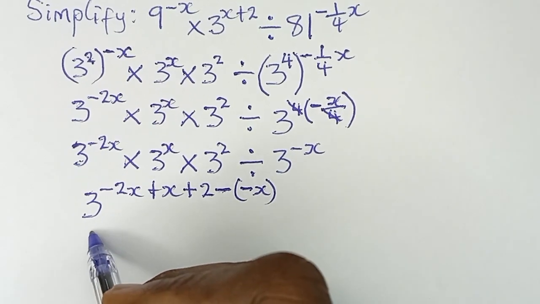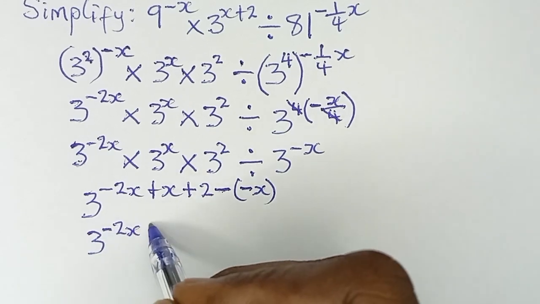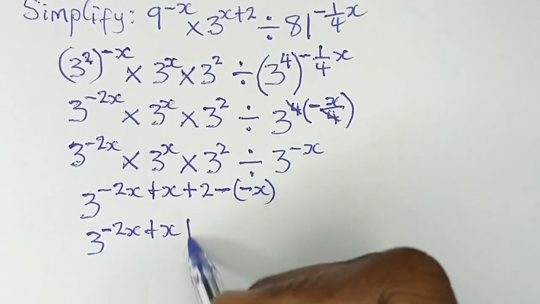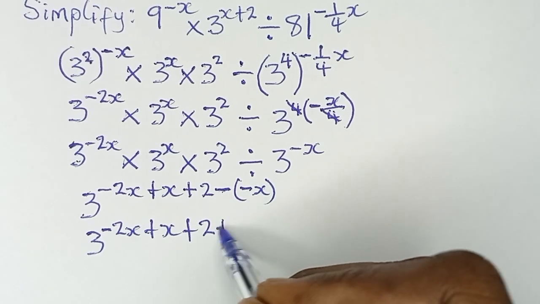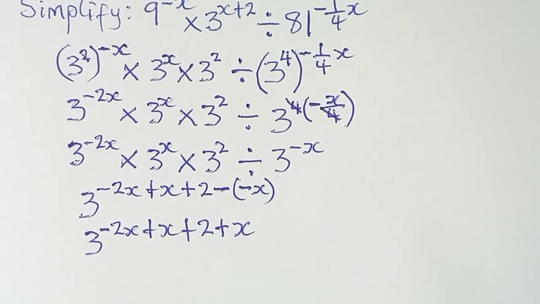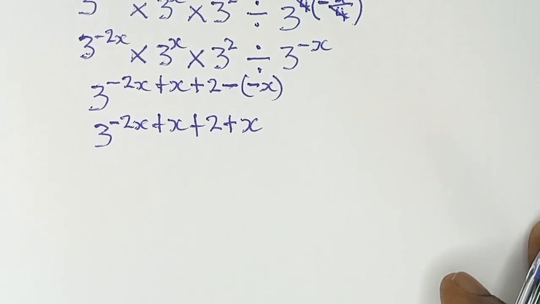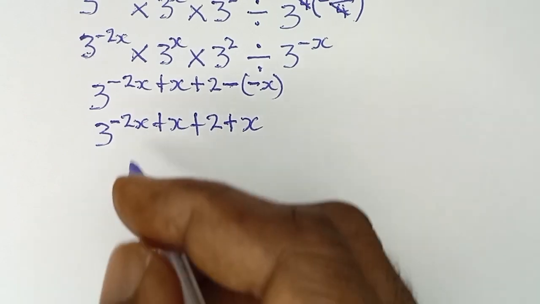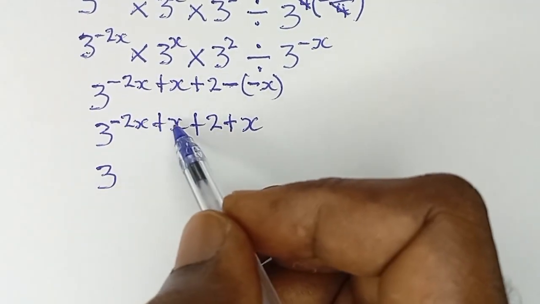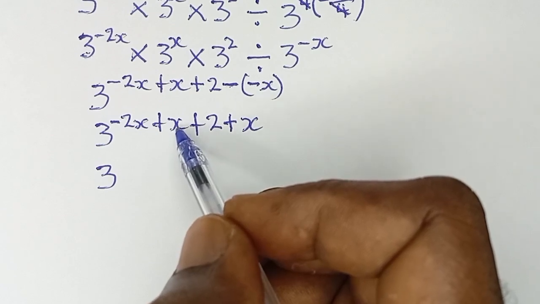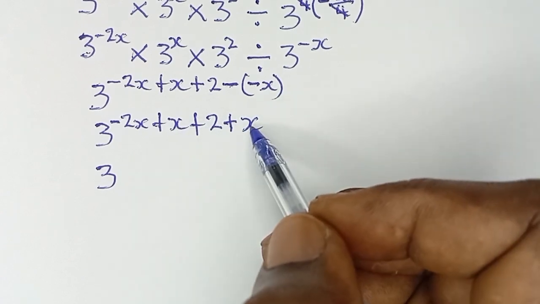So I can now simplify further and say 3 raised to the power minus 2x plus x plus 2. Negative multiplied by negative is plus, so plus x gives us positive. With this done, the next thing I'm going to do is to add the powers together or simplify the powers. So I write the base down, which is 3. Negative 2x plus x will give us negative 1x.